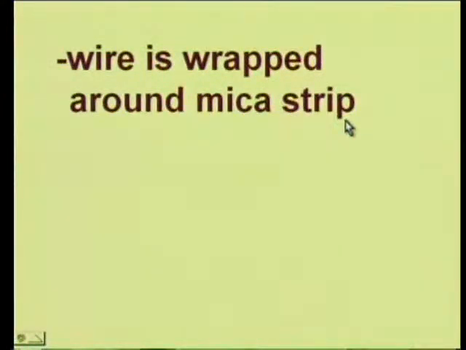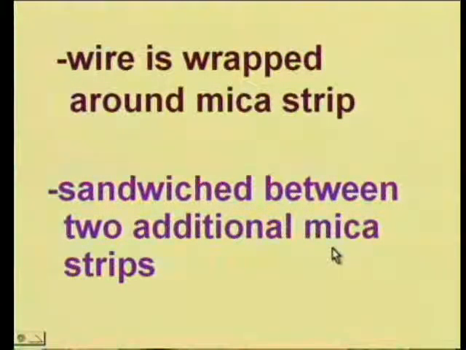Wire is wrapped around the mica strip. In the previous case, wire is wrapped around the solid silver core. Here it is around a mica strip. Next, it is sandwiched between two additional mica strips. Next, we use it directly, so there are no extra intermediate things; we can directly use it for measurement of temperature.